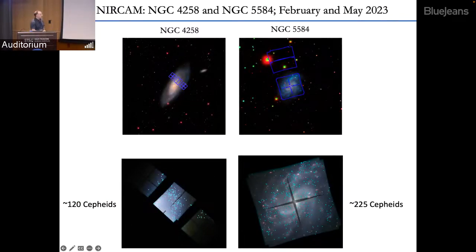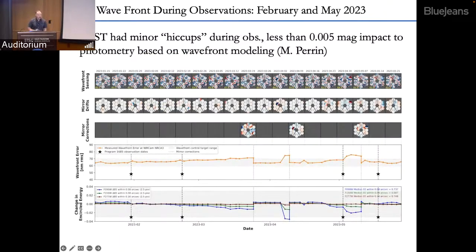So this was our first set of observations. This is the first rung on the distance ladder. I mentioned NGC 4258 and NGC 5584, a type Ia supernova host. Here are the Cepheids in each of these galaxies. Marshall Perrin was good enough to monitor the wavefront of JWST during our observations and show us what kind of hiccups we could expect in our photometry. There were no major hiccups during our observations. Everything at the time of our observations would be modeled to be less than about 5 millimags in the filters we were looking at. So this was just not a concern for us.